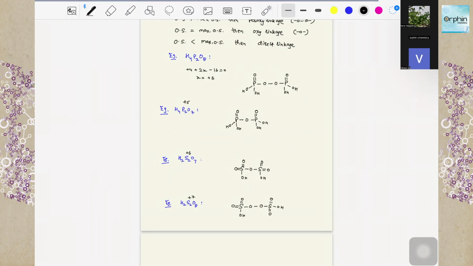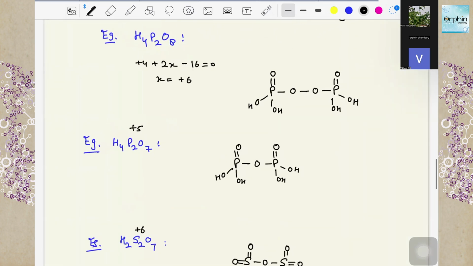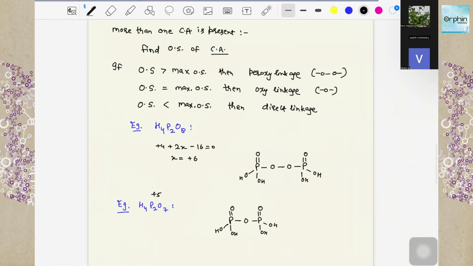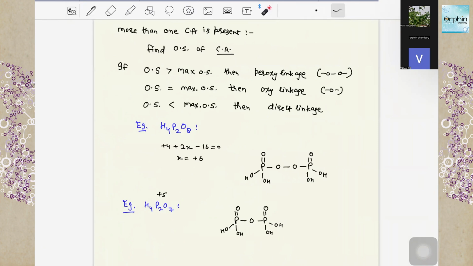Now the thing is, how will the question be asked from these cases? Like an integer type question: in which of the following cases oxy linkage is present, in which of the following cases peroxy linkage is present, like that. Okay, fine.